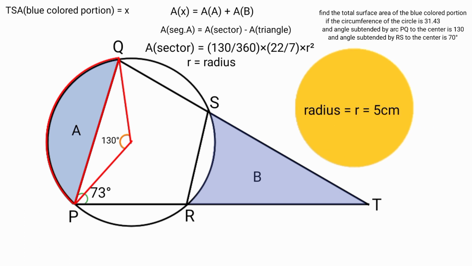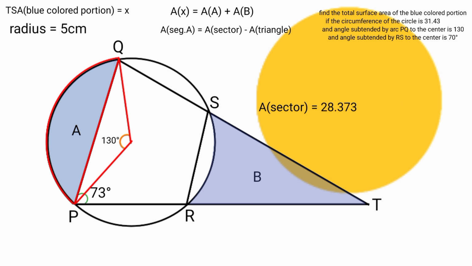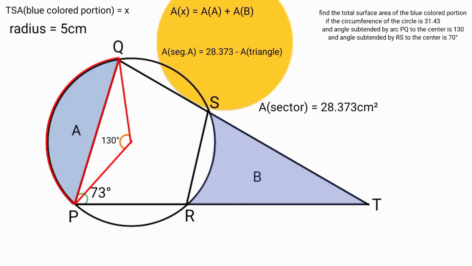We can go ahead and substitute it in this equation. Now, area of sector equals 130 over 360 times 22 over 7 times 5 squared, which if you press your calculator is equal to 28.373. So area of sector now equals 28.373 centimeters squared. Substituting here, now area of segment equals 28.373 centimeters squared minus area of triangle. So what is the area of the triangle?